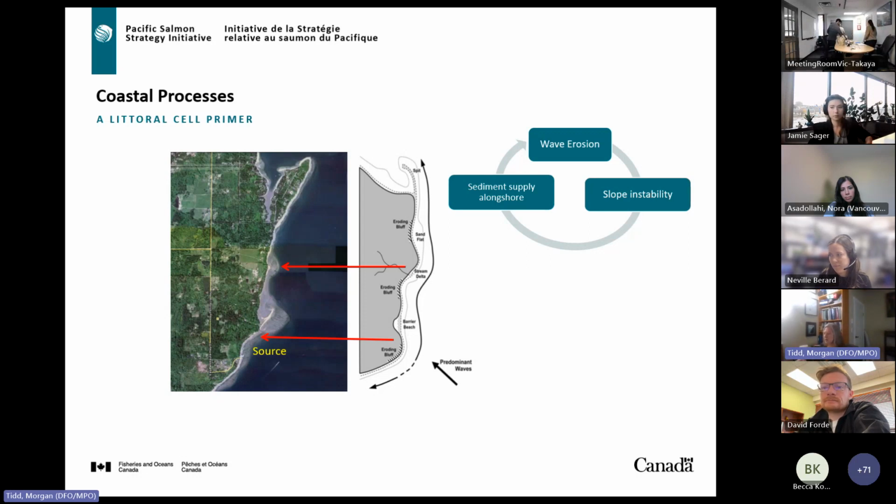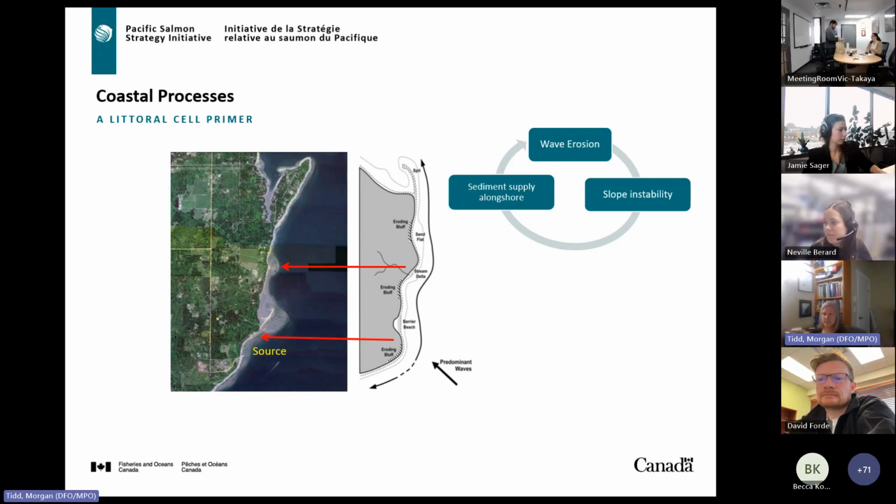Waves erode the toe of the bluff, causing instability. The slope of the bluff experiences some kind of failure, and then deposits sediment onto the shoreline where it's available for longshore transport. I think the stream component of a source is fairly self-explanatory, so I won't go into that.